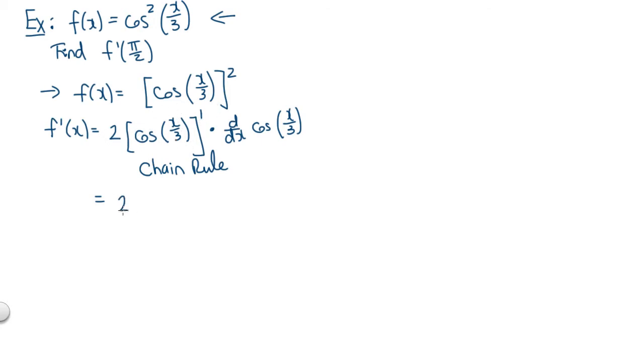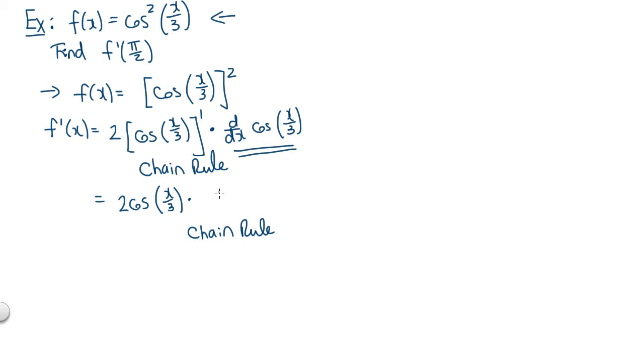So we could just write 2 times cos of x over 3. That looks a little bit simpler. And we now need to figure out this part here, the derivative of cos of x over 3. Well, again, it's going to be another chain rule because we've got an outside function, a cos, and an inside function that's more complicated than just an x. We've got an x over 3 in there.